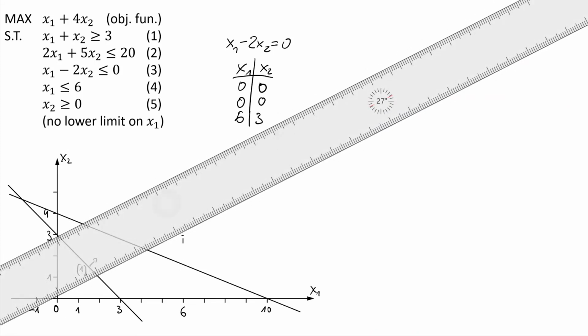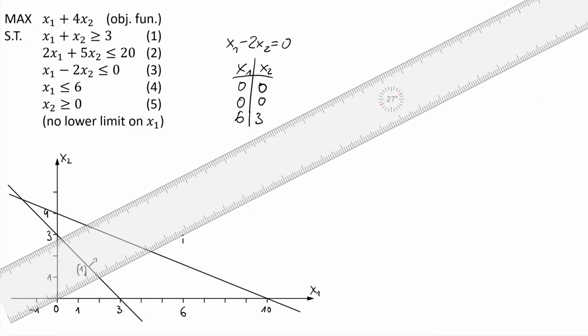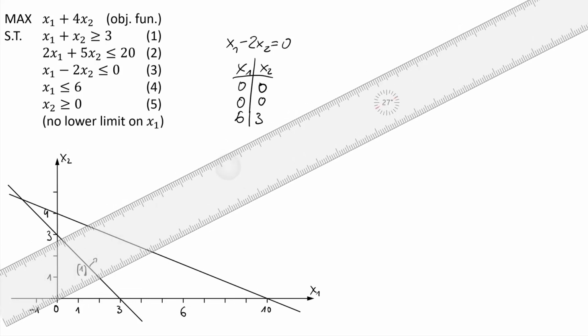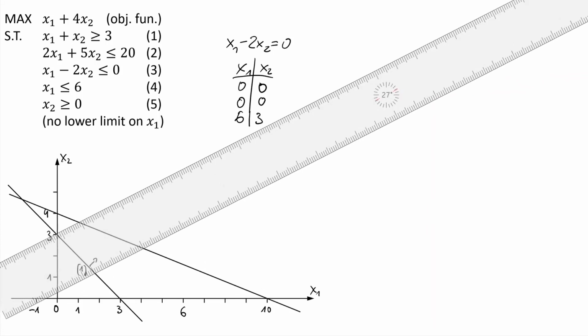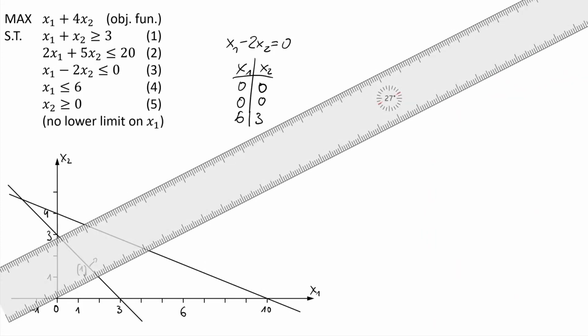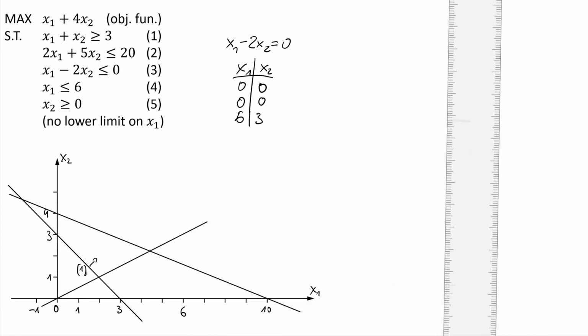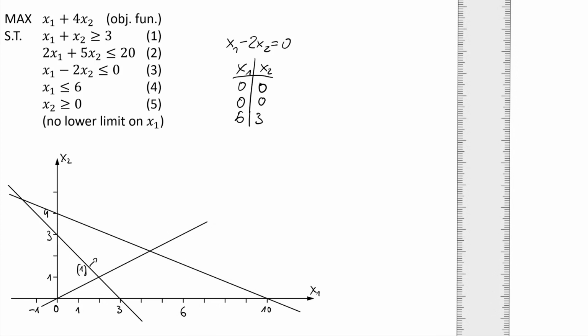So this is going to be somewhere here. Let's try to make it more accurate. Somehow with this ruler, okay, there. Okay, this is the line. Again, this is where the points are equal to 0, x1 minus 2x2 is equal to 0.